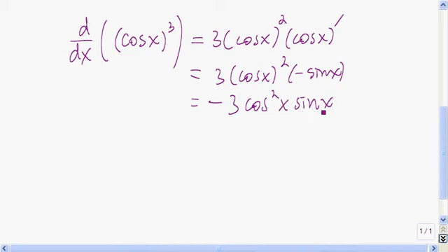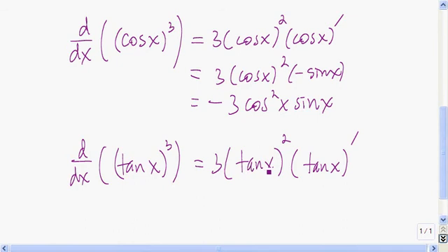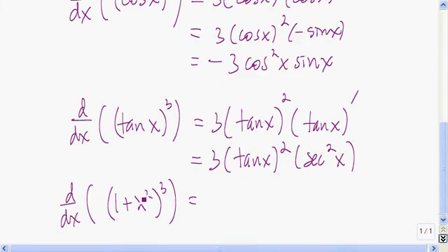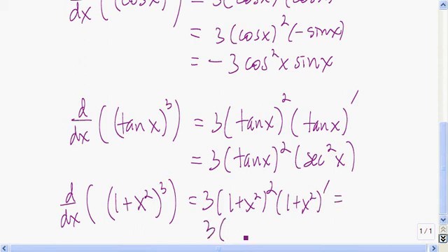All right, I'm going to do another example. To find d dx of the tangent of x cubed, we're going to do the same thing. So that's 3 times the tangent of x raised to the second power times the derivative of tangent of x, which is secant squared of x. Just to hammer in the point, I'm going to do one more. To find the derivative of 1 plus x squared quantity cubed, we bring down the 3, keep the inside, subtract 1 from the power, times the derivative of the inside. So that's going to be 3 times 1 plus x squared squared times 2x.